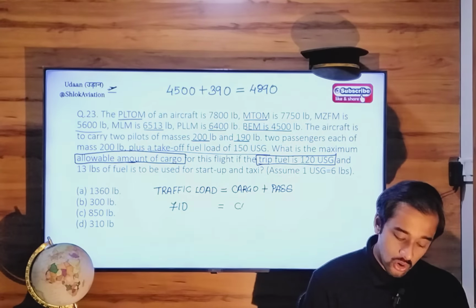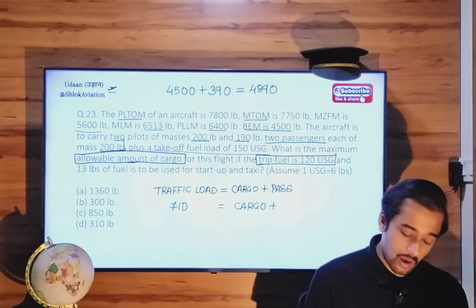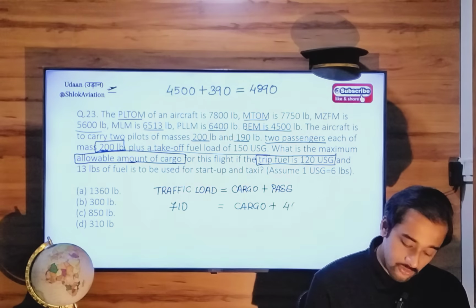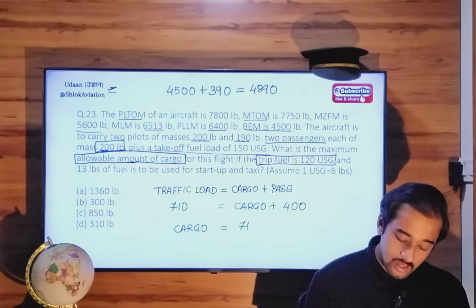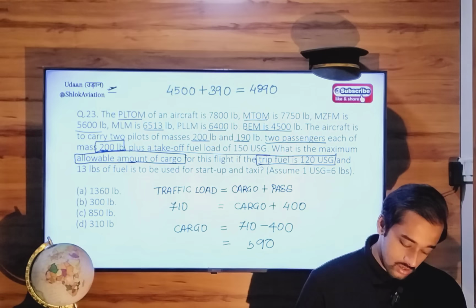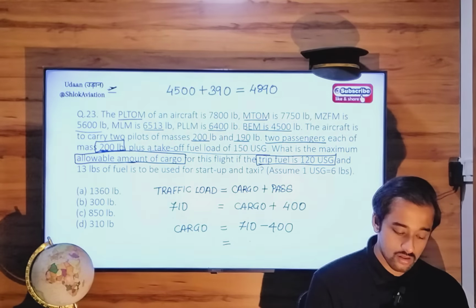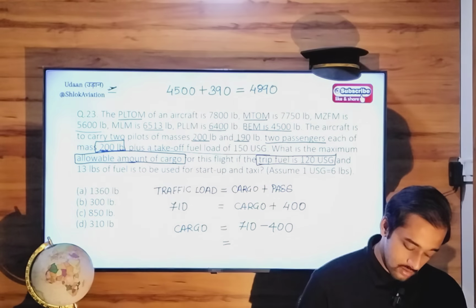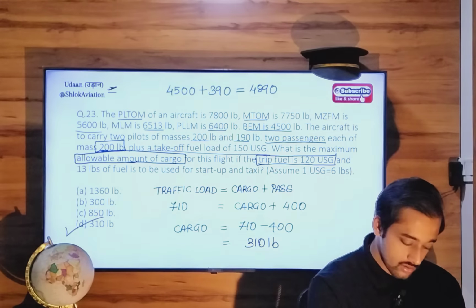You have to find cargo load. Passenger load, there are two passengers, each of 200 pounds. So it will be equal to a total of 400. So cargo that you can carry is 710 minus 400, which is 310 pounds. So the correct answer is delta. Correct answer is delta.